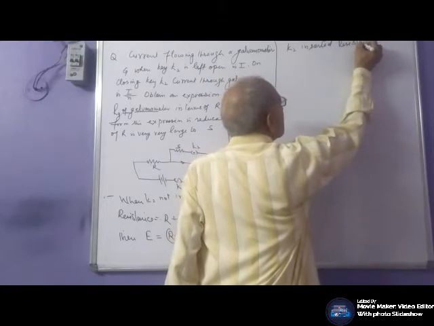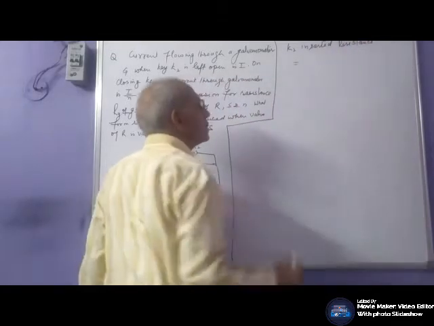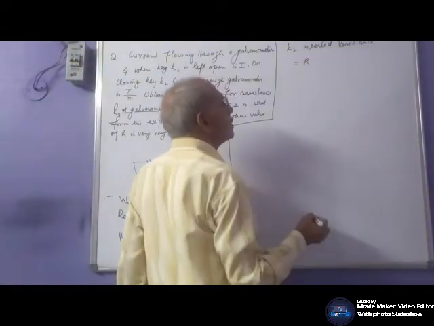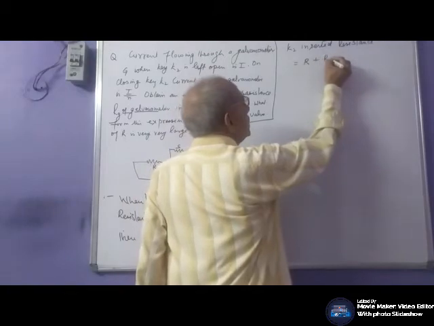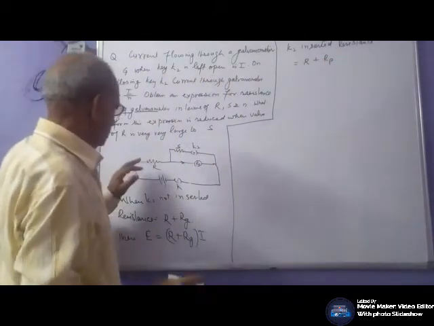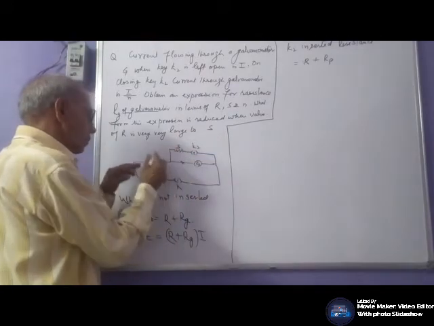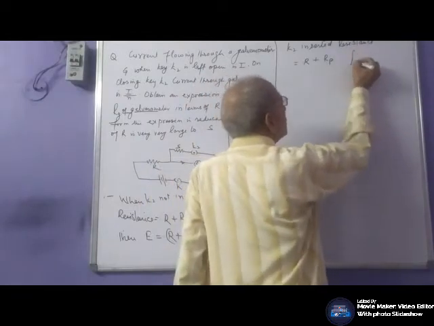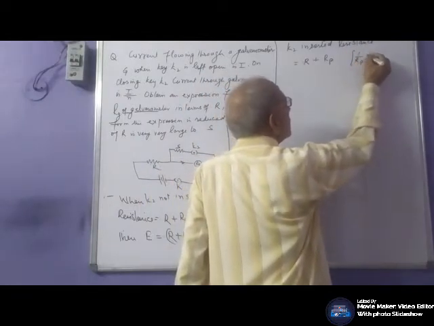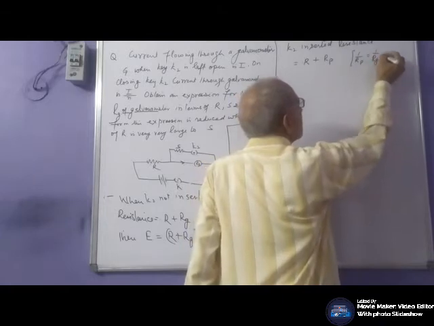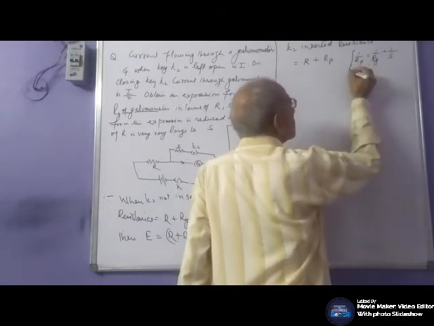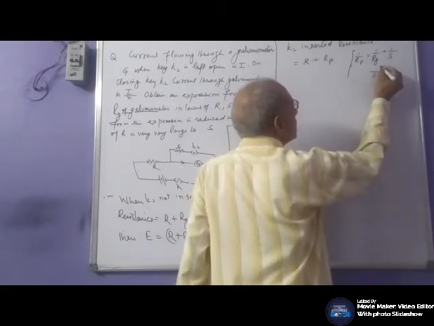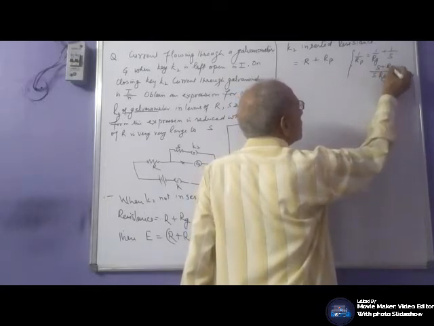Resistance R plus Rp. Now this is the resistance R plus Rp. And what is this Rp? Rp is S Rg by S plus Rg.